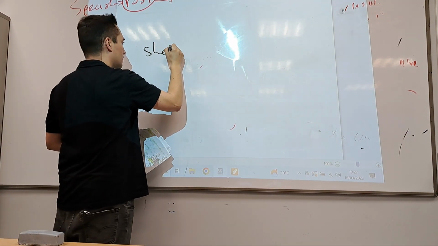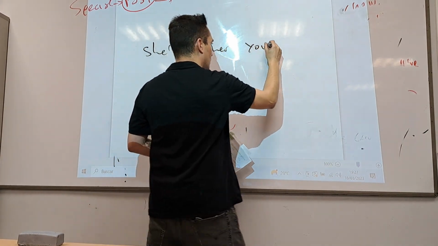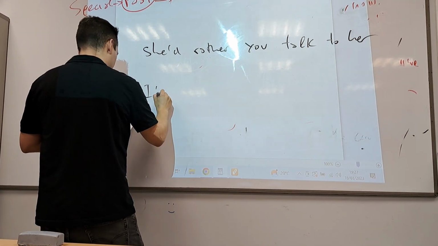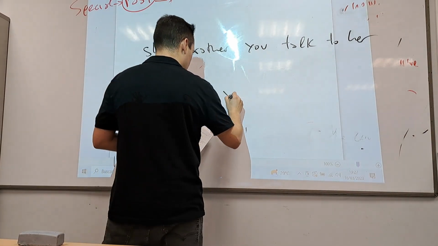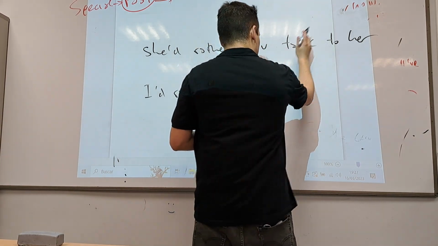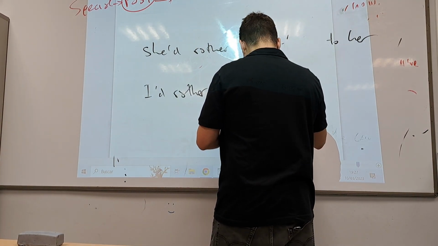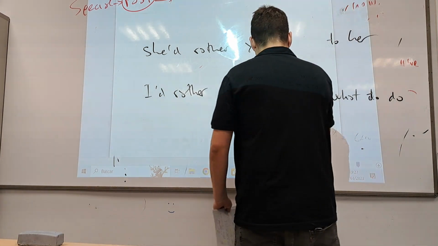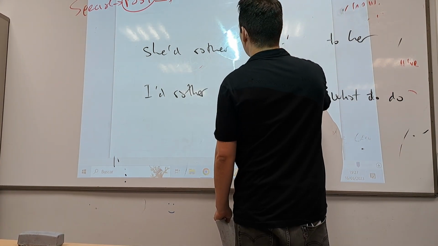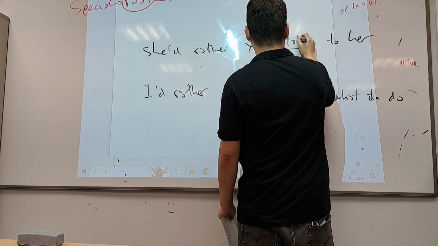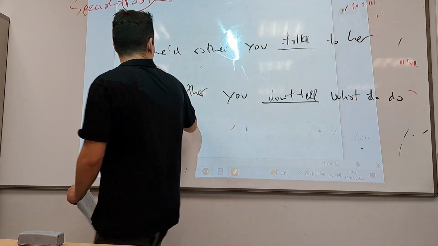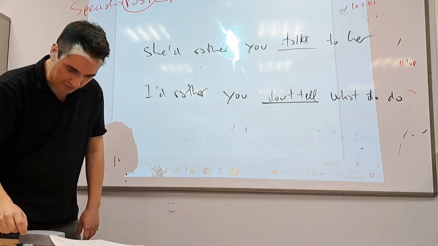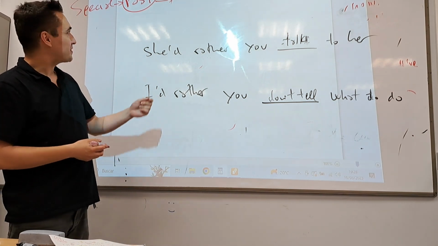Okay, have a look at this. She'd rather you talk to her. I'd rather you don't tell me what to do. This is a little bit weird, yeah? To me, this sounds a little bit weird. What is the best way to express this?